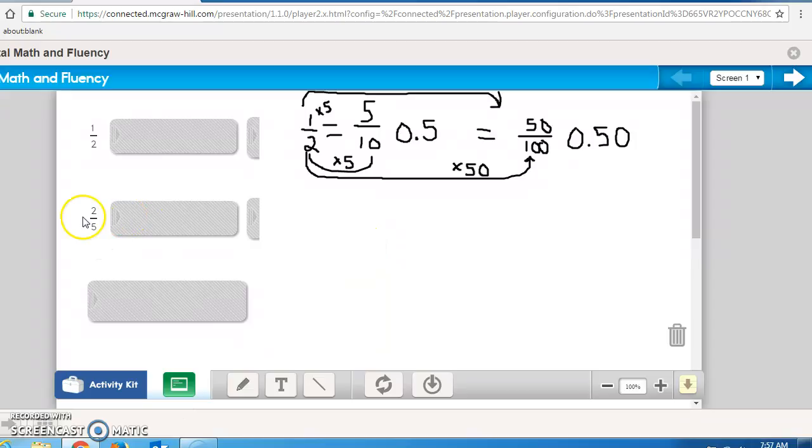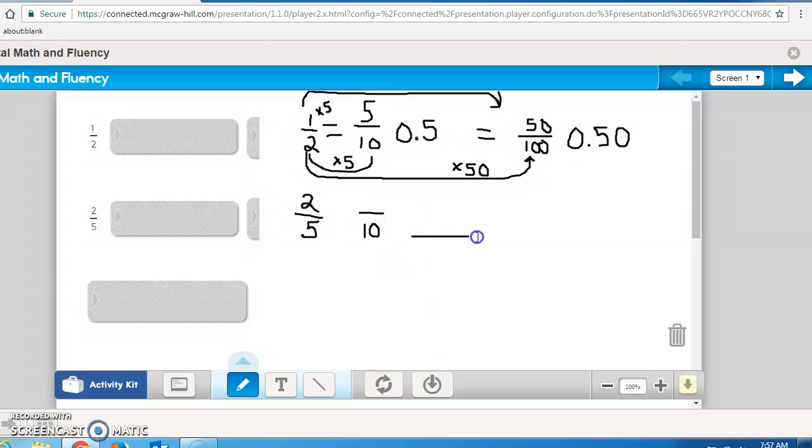The next one, 2/5. Again, I want you to get out a sheet of paper quickly, and I want you to convert 2/5 this time into tenths. Then write it as a decimal on the line. And then I want you to change 2/5 into hundredths. And again, write it as a decimal. Pause the recording now and do that through multiplication.